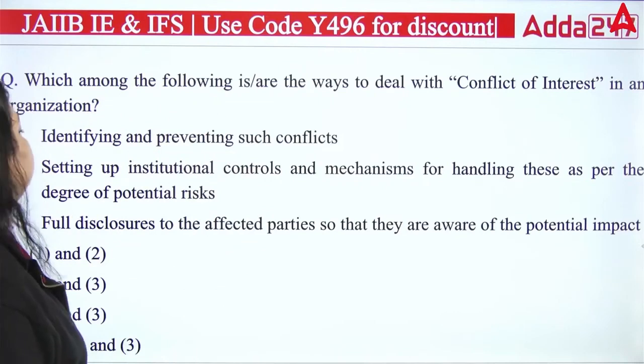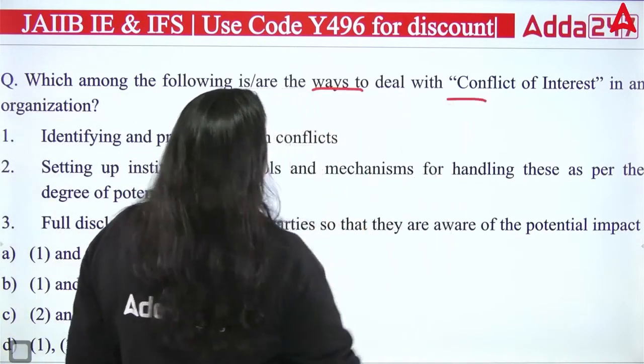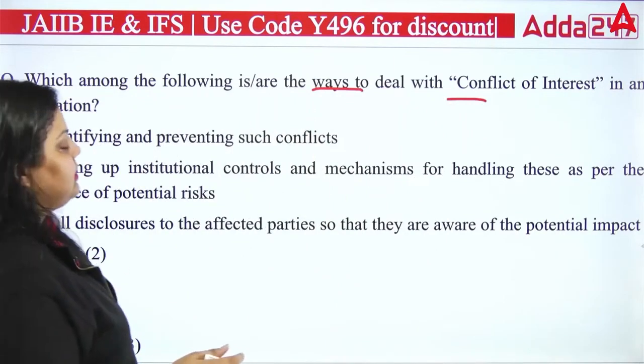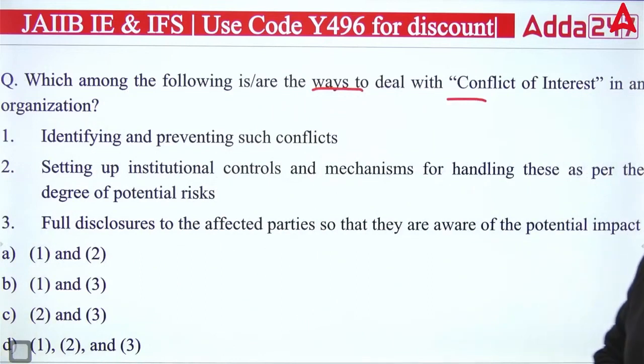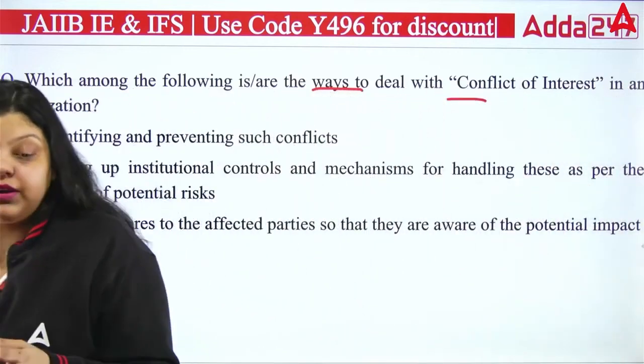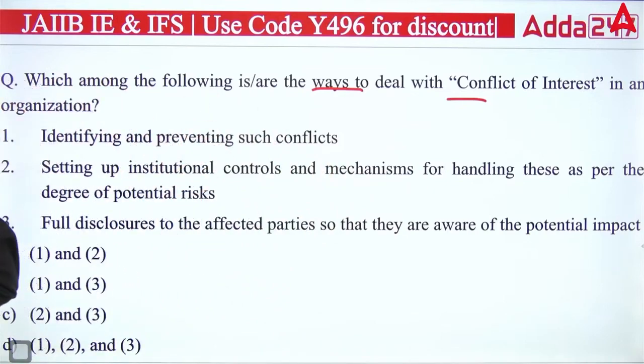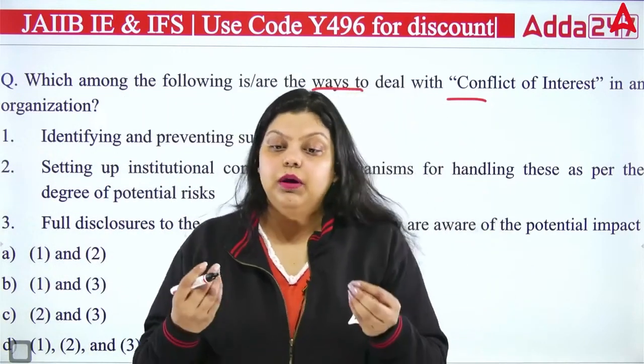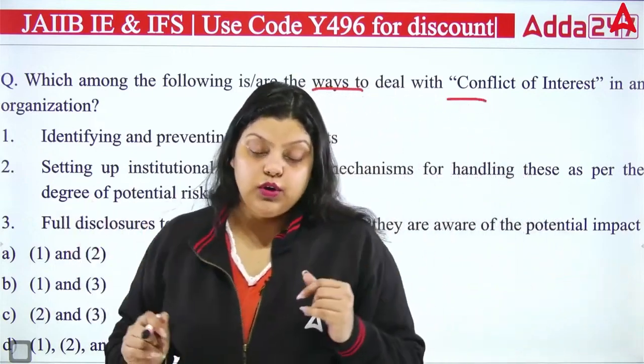So the question is asking which among the following are the ways to deal with conflict of interest in an organization. First is identifying and preventing such conflicts. Second, setting up institutional control and mechanism for handling these as per the degree of potential risk. Third is full disclosure to the affected parties so that they are aware of the potential impact. Conflict of interest means there are two persons and both have a different objective or different purpose in performing a certain task. That's the conflict of interest we are talking about.